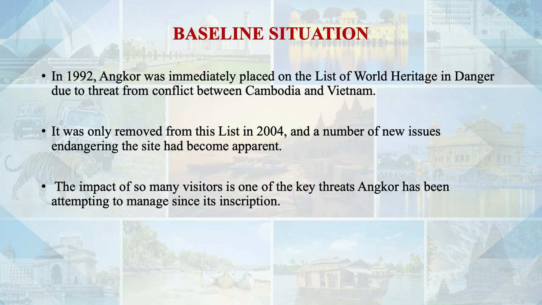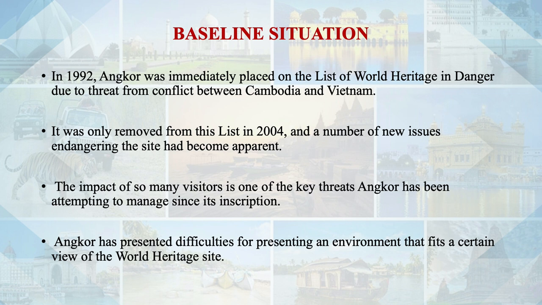Angkor is an extensive site which in recent years has been visited by over 3 million international and domestic tourists per year. The impact of so many visitors is one of the key threats Angkor has been attempting to manage since its inscription. However, numbers have only continued to steadily increase. Furthermore, Angkor is also an inhabited landscape, a fact that has presented difficulties for those parties wishing to present an environment that fits a certain view of the World Heritage Site and how it should look, rather than the reality of a contemporary and lived-in setting.